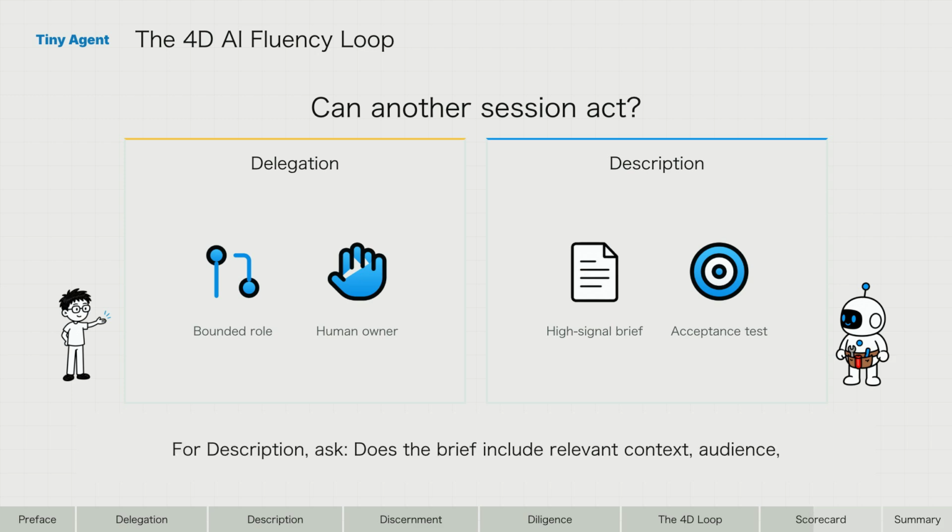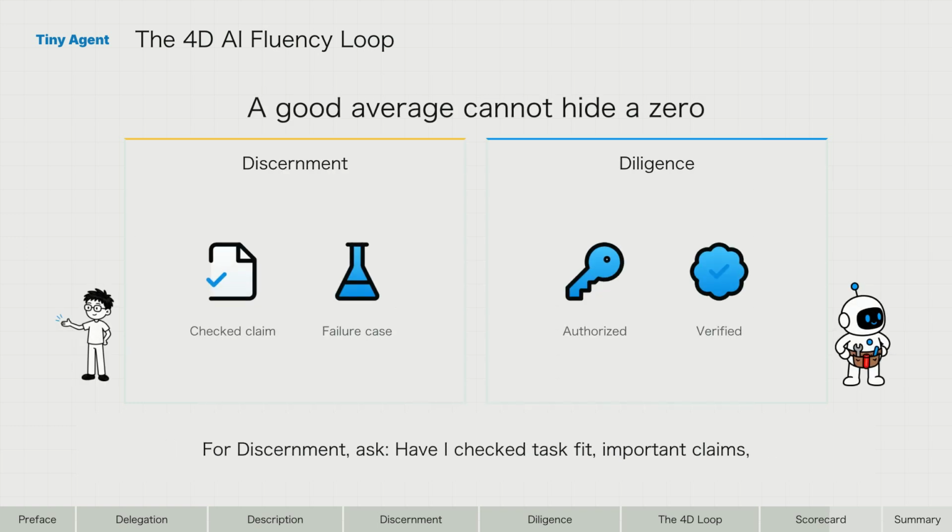For description, ask, does the brief include relevant context, audience, constraints, examples only where useful, and an acceptance test? Could another session act on it without guessing what good means? For discernment, ask, have I checked task fit, important claims, assumptions, and uncertainty? Did I compare evidence or test a failure case where the result matters? Polished language earns no automatic point.